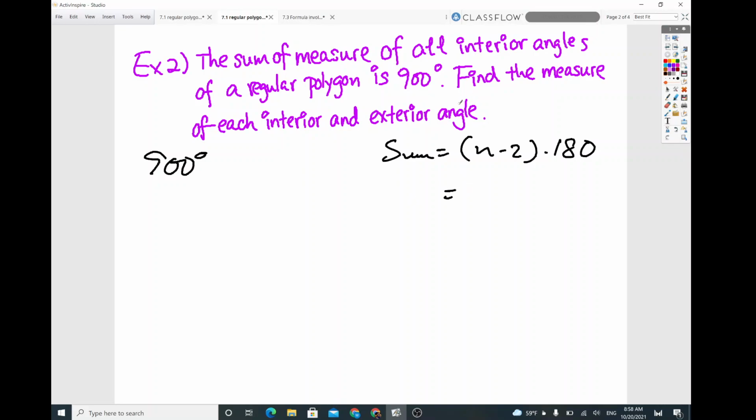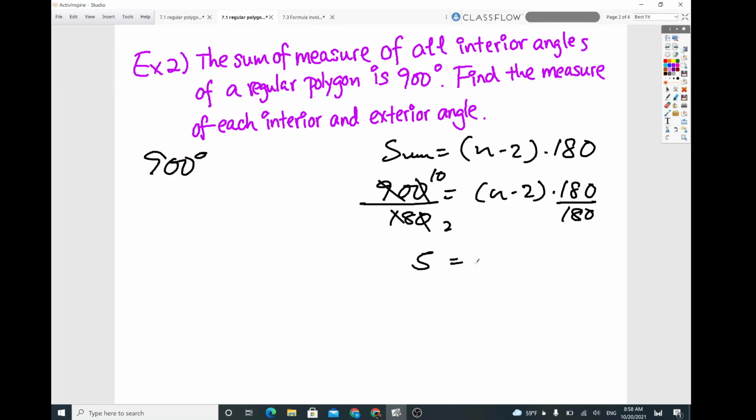For this one we don't know n, so let's set up the sum. It's 900, so that equals n minus 2 times 180. Divide by 180 first. The 0 gets cancelled, divide by 9 top and bottom, so we get 10 over 2, reduce it, and we get 5. So n minus 2 equals 5, which means n equals 7. So this will be a 7-sided polygon, a heptagon.